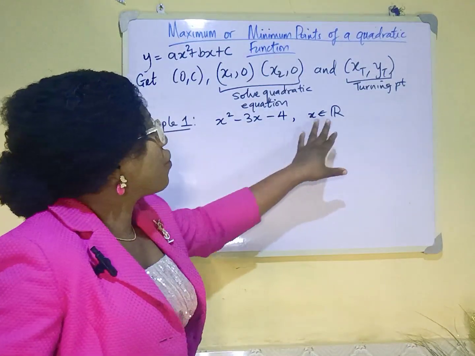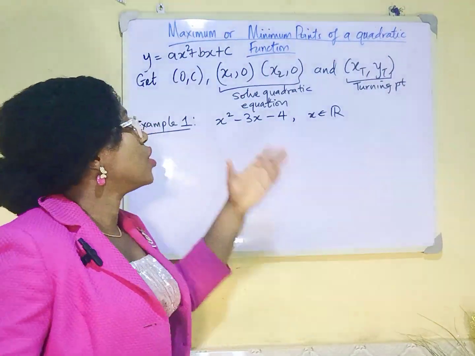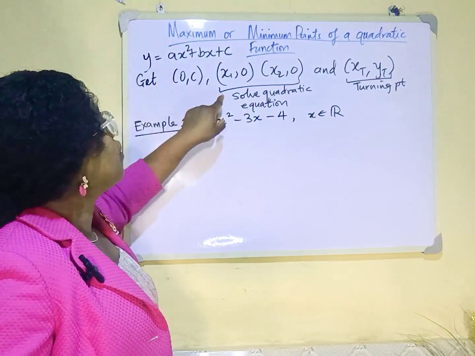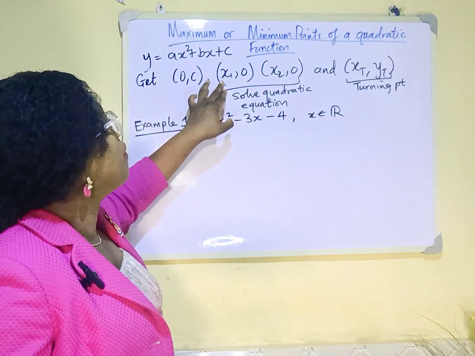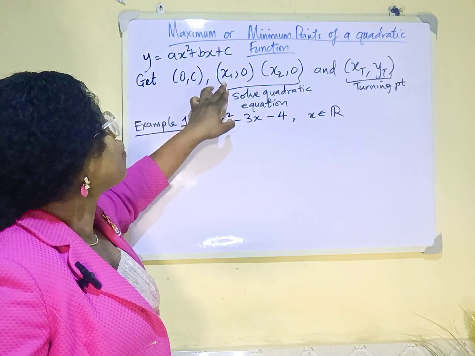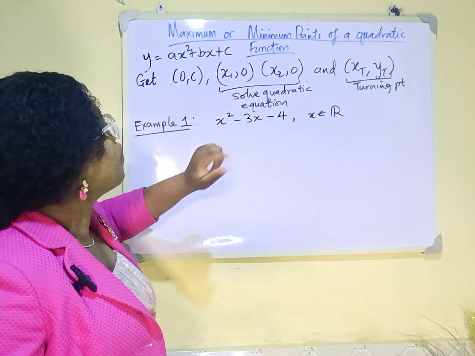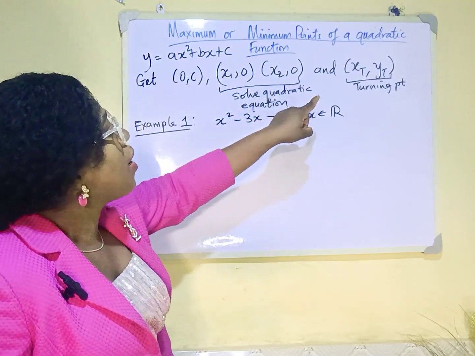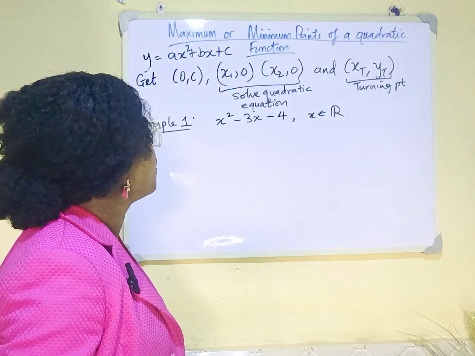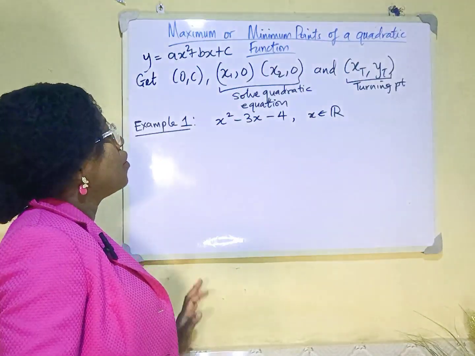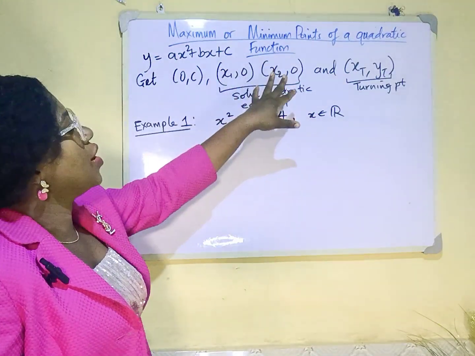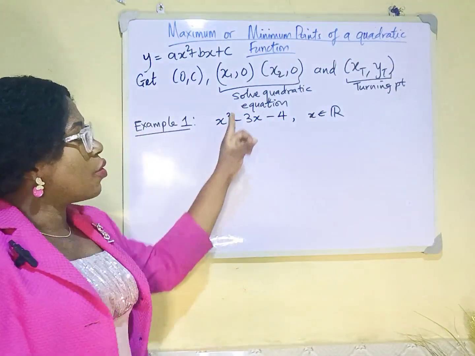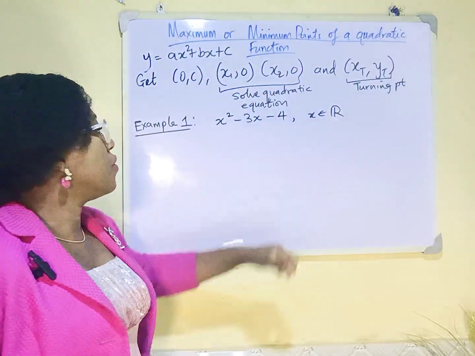We are asked to solve this question. Before we solve it, let's see what we have on the board. We're supposed to first get 0, c, then we get x1, 0, and then we get x2, 0, and finally we get xt, yt. This part is solving the quadratic equation, and this part is getting the turning point. You must solve the quadratic equation before you get the turning point.